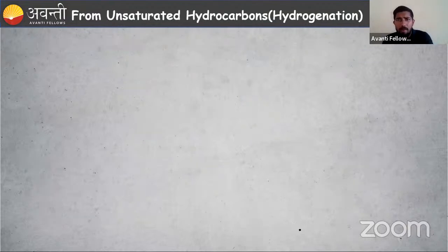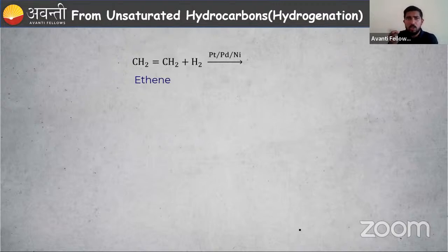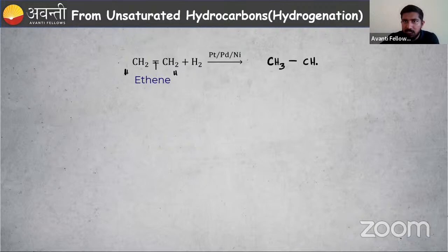So let us take some example. You have to practice more number of questions. So we have an alkene here. How to convert it into saturated by the addition of hydrogen in the presence of catalysts like platinum, palladium, nickel, etc.? Just break this double bond, then add one hydrogen this side, add one hydrogen this side. Then what is formed here? We have CH3, a single bond, CH3.